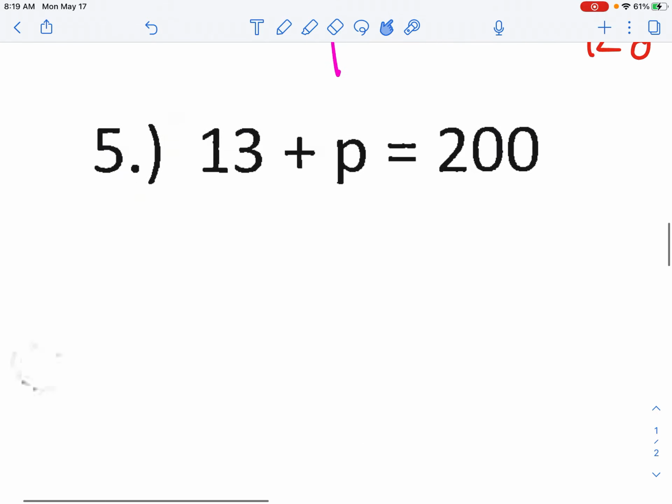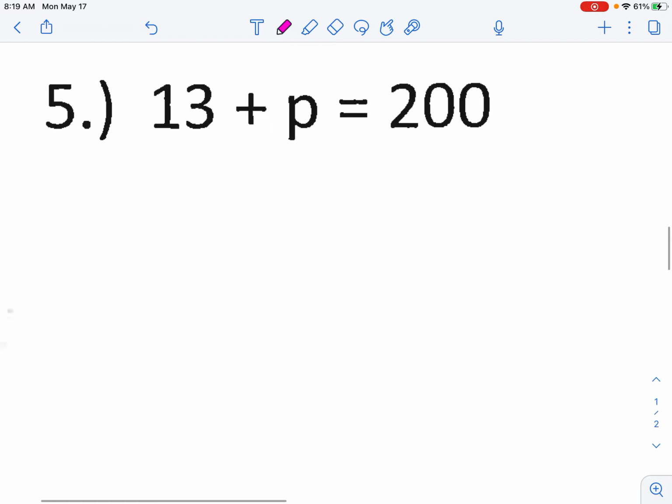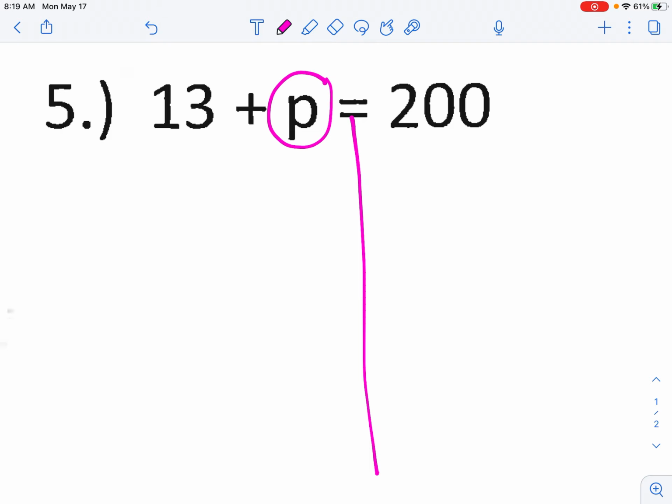Okay, we're going to try 2 more. I'm going to go just a little bit faster now that we've solved 4 together. First step, draw your mirror. Second step, check your sign. I see a plus 13. I know I have to get the P all by itself. I know the opposite of adding 13 is subtracting 13. If I subtract 13 from the left, I have to subtract 13 from the right. 13 minus 13 cancels. All I have left over here is P.